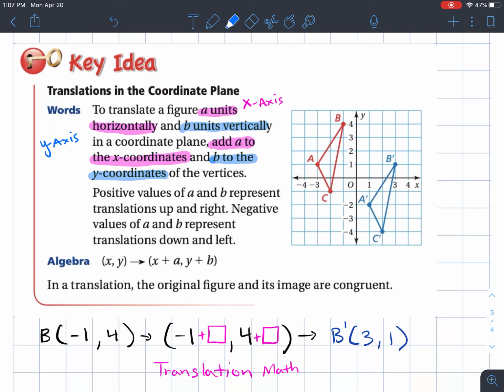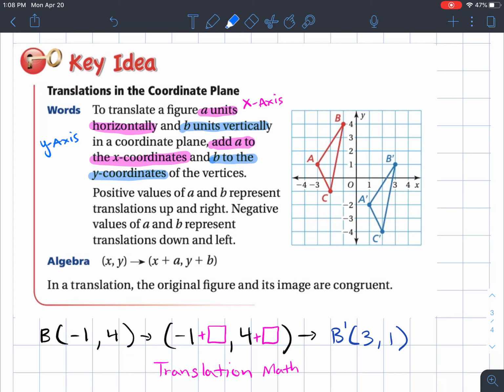Now remember, if they're positive, you're going to either move up or to the right, because those are both positive parts of the number lines of the coordinate plane. If you're moving negative, then you would move to the left or down. And you'll see what that means in a second. Positive values of A and B translate up and to the right. Negative values of A and B represent translations down and left.